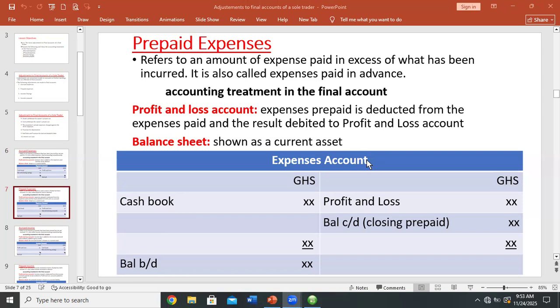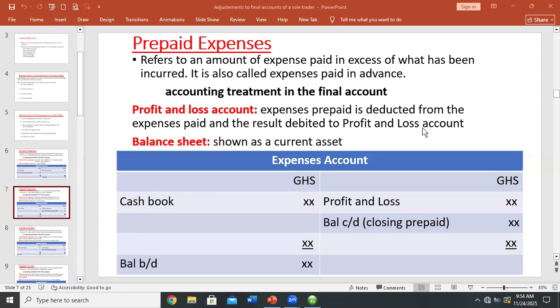Prepaid expense refers to an amount of expense paid in excess of what has been incurred. It's also called expense paid in advance. Accounting treatment in the final account, profit and loss account: expenses prepaid is deducted from the expense paid, and the result is debited to the profit and loss account. Balance sheet: shown as a current asset.